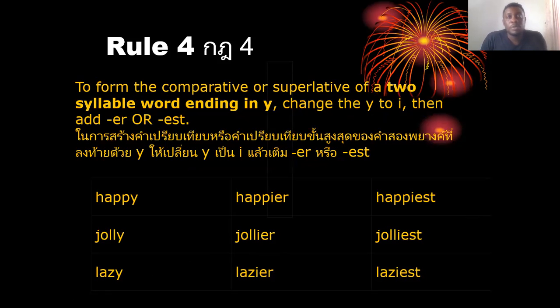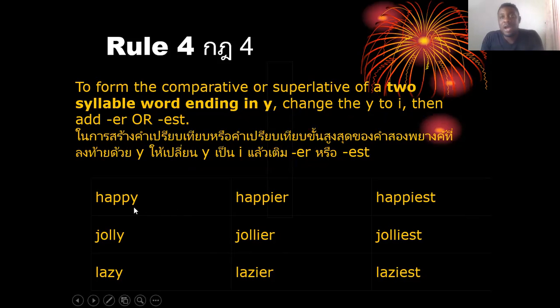Okay, let's go to rule number 4. To form a comparative or superlative of two-syllable words, this one you have two syllables ending in y. Change the y to i, then add er or est. So two syllables, happy.